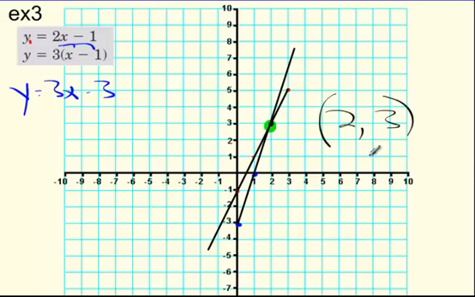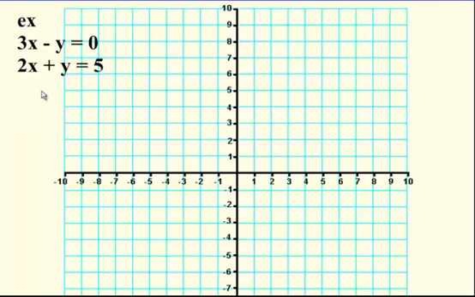2, 3. So again, the only way I can make this more difficult on you is to make you do extra work as far as setting it up so it's y equals. But you guys are smart enough. This is a no-brainer. Alright, now I can really challenge you. Throw some things out of the way here.